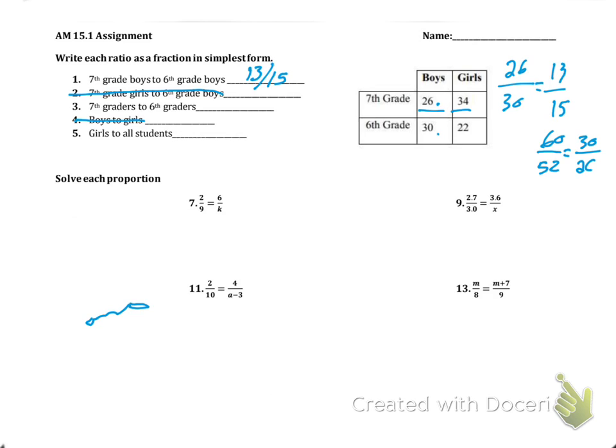Those are still even numbers, so we still have some work to do. Let's try dividing both of those by 2 again. I get 15 over 13, and that's my final answer. So the first one was 13 to 15, and now this one's 15 to 13.